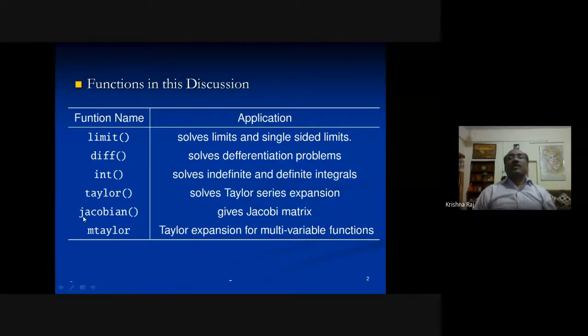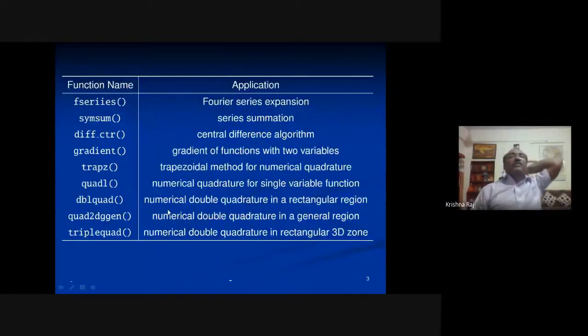In order to get the Jacobian matrix, we will use this command here. For the multivariable Taylor series, we will use the mtaylor function. If we are interested in the Fourier series, then we will use fseries. And for the summation, we will use sum.